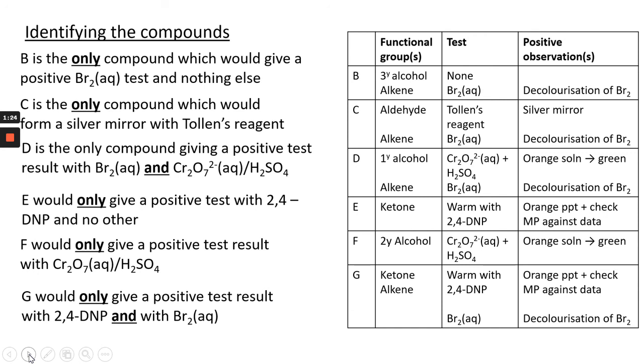So like I said earlier, this isn't the only way in which this question could be answered. This is just one approach, but the idea being that you're trying to find positive test results rather than saying it's compound D because it doesn't do X, Y, or Z. You want to say it's compound D because it does do A and B, for example.